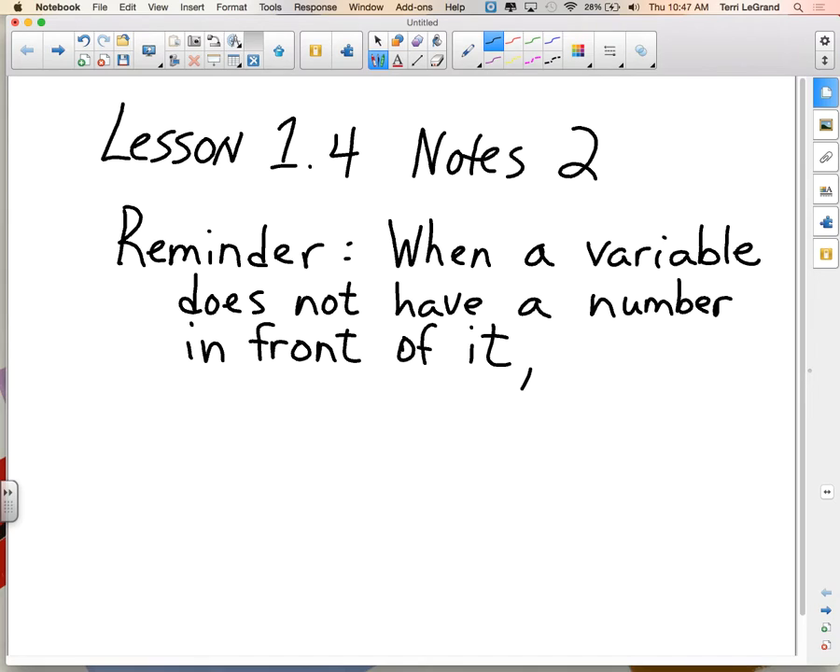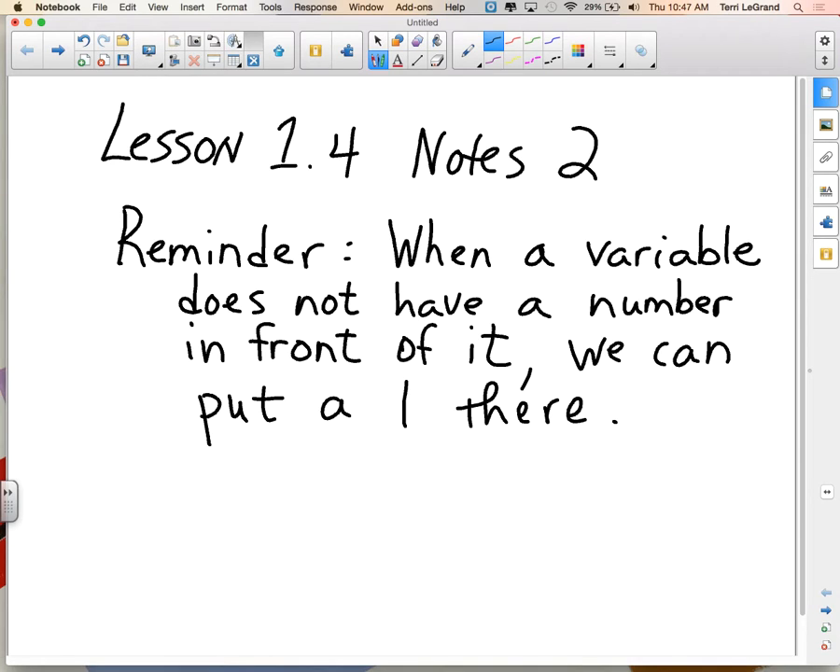Okay, when a variable does not have a number in front of it, we can put a 1 there. Because really what we're doing is multiplying by 1. If we multiply something by 1, does it change? If you multiply 7 by 1, is it still 7? If you multiply -2 by 1, is it still -2? Yeah. So we can put a 1 there. It's like there's an invisible 1 that they did not show.